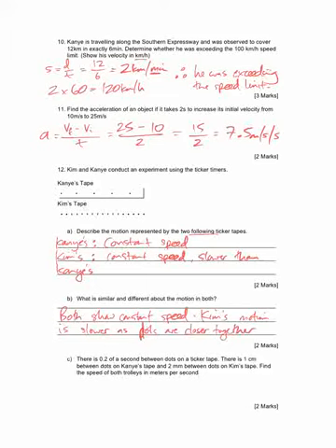There is 0.2 of a second between dots on a ticker tape, 1 centimeter between Kanye's, 2 millimeters between Kim's. Find the speed of both trolleys. So let's do Kanye's here. Speed is equal to the distance over the time. Kanye's tape is 1 centimeter over 0.2 seconds. 1 divided by 0.2 is 5. So his was traveling at 5 centimeters every second.